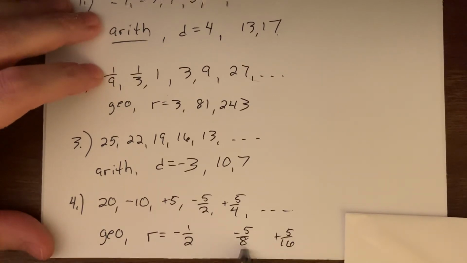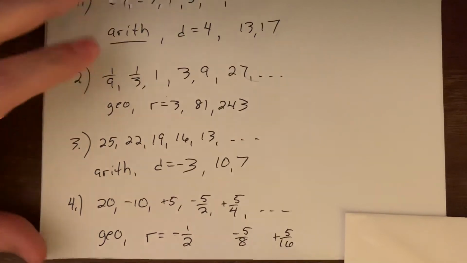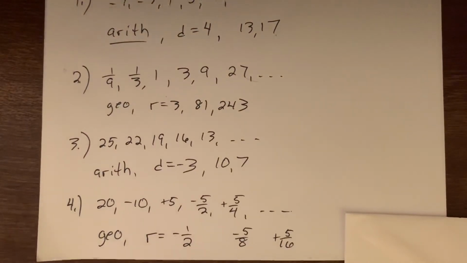You'll get, what is that, negative 0.625, and that, 5 over 16, would give us 0.3125. I'd be fine with the decimals. Again, they're not necessary here. The fractions are just fine. Just realize either way, that is what we're looking for.